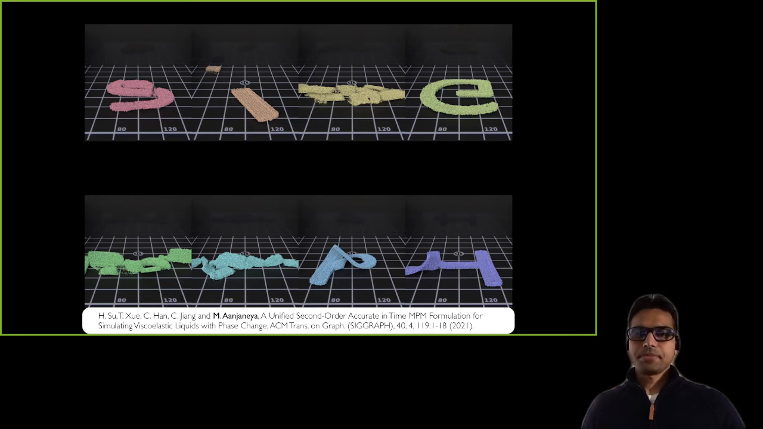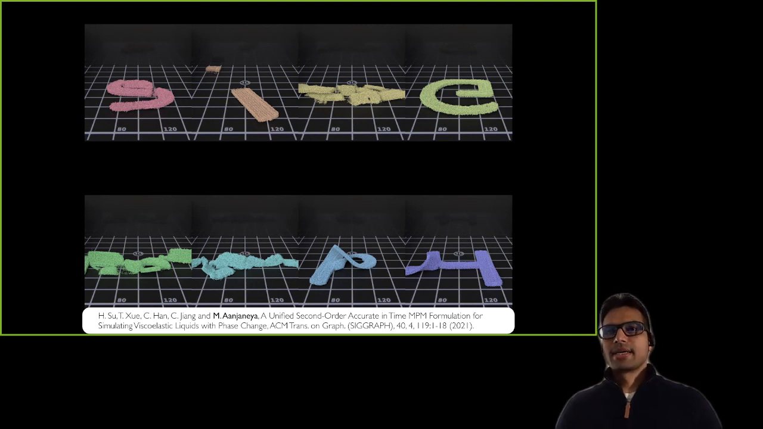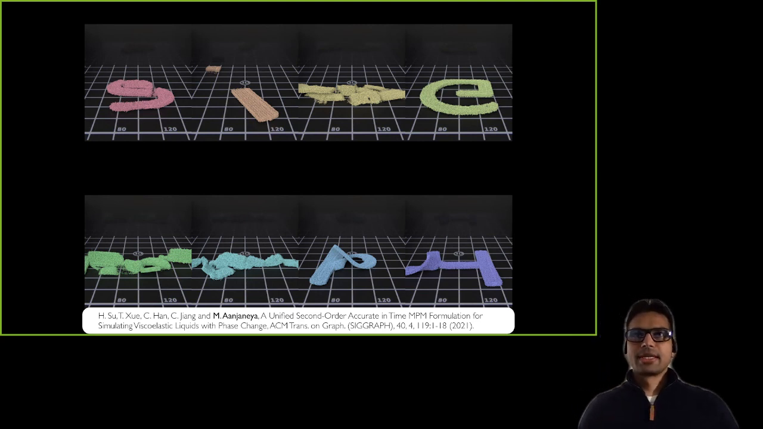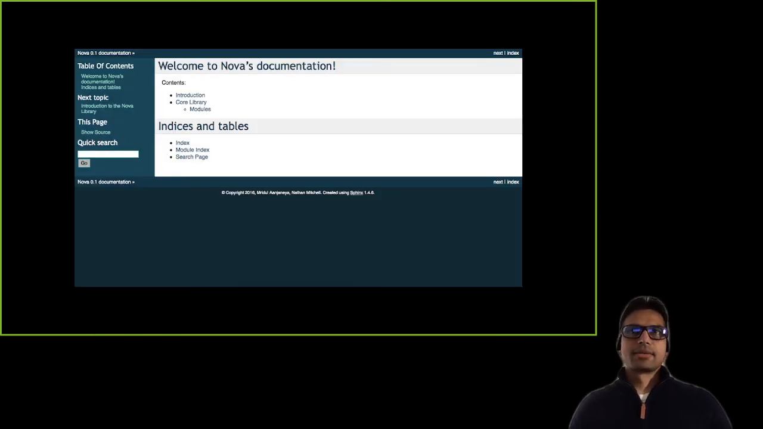So just to conclude, I realized that writing this kind of physics software is very time consuming and expensive. So my group actually actively develops an open source library where we release our code for different projects from time to time. So please feel free to check it out.